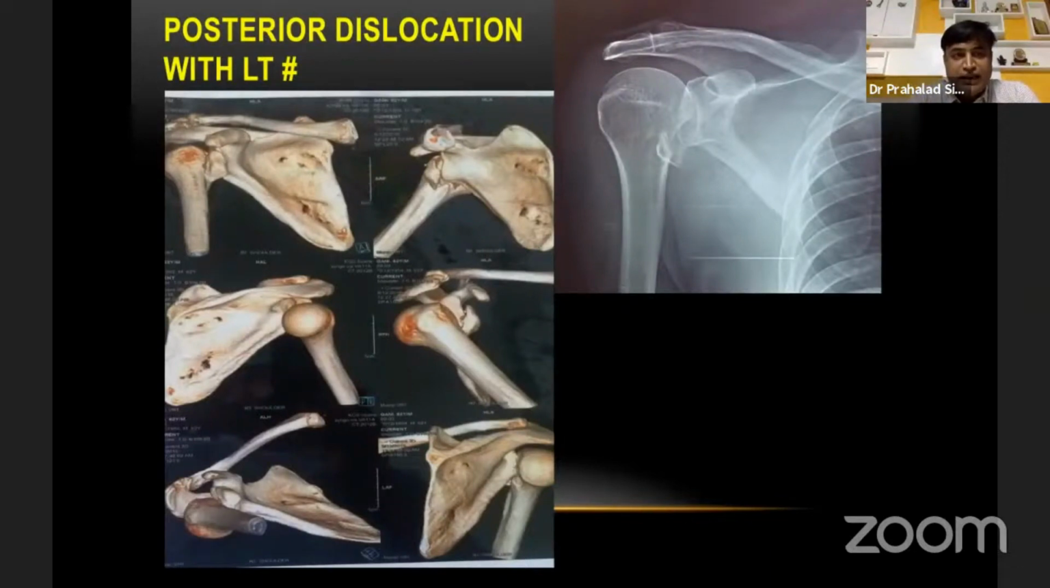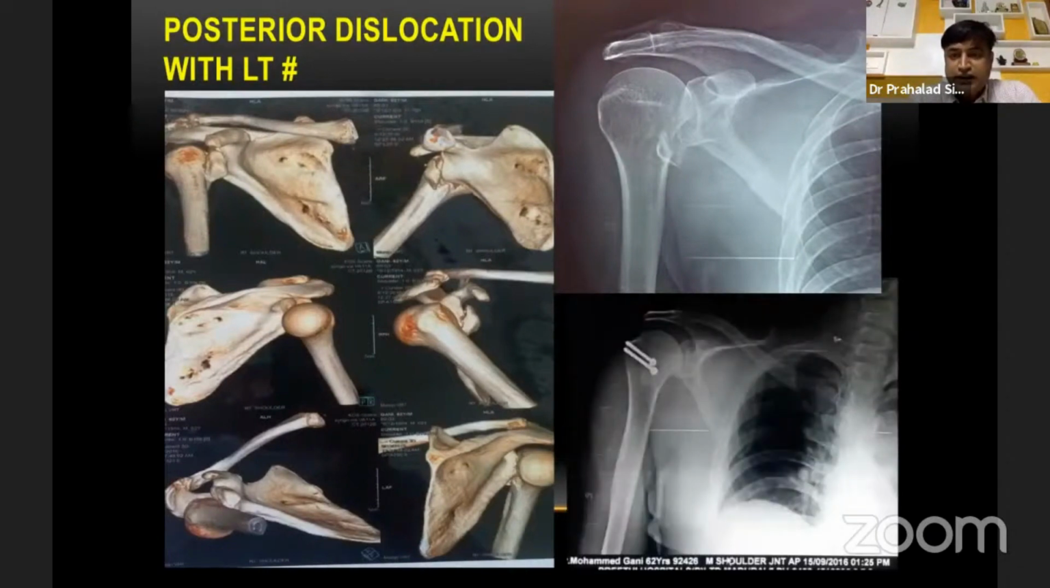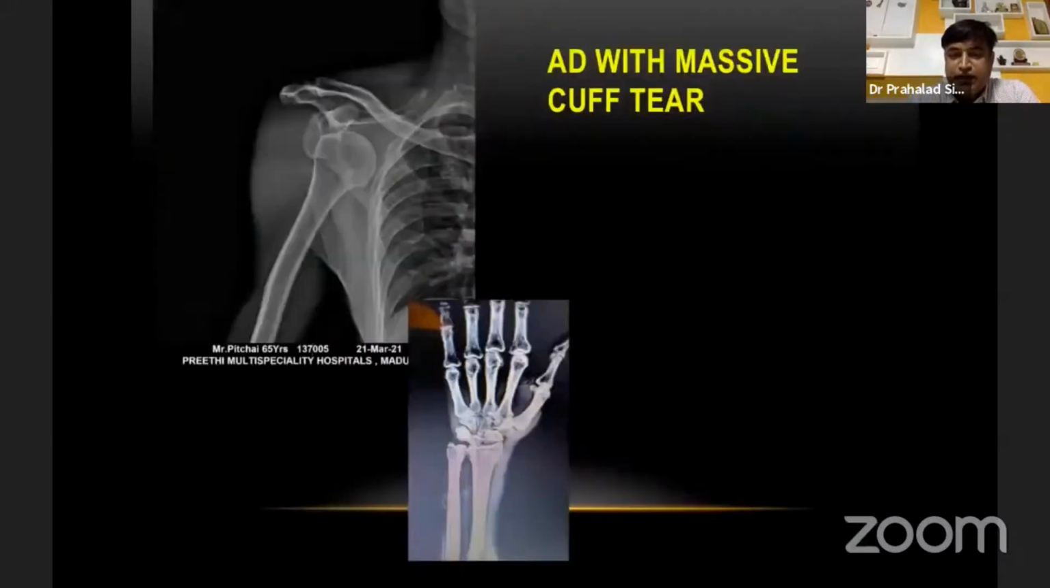This is again a road traffic accident. A 62-year-old male who also had a head injury. He sustained a posterior dislocation again with the LT fracture. So we did a closed reduction, and then later on we fixed his lesser tuberosity, because it was still displaced and unstable, so we decided to fix it, and this patient did well.